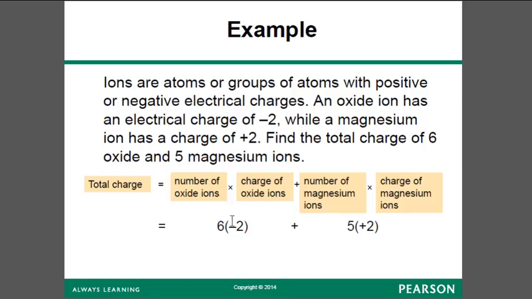So I can do my multiplication. 6 times negative 2 will be negative 12, and 5 times positive 2 will be positive 10. And simply add. Negative 12 plus 10 will give me a negative 2. So my total charge will be negative 2. Again, make sure that you're remembering that in order of operations, you complete everything inside of your grouping symbols first, and even inside the grouping symbols you must follow the other order of operations.